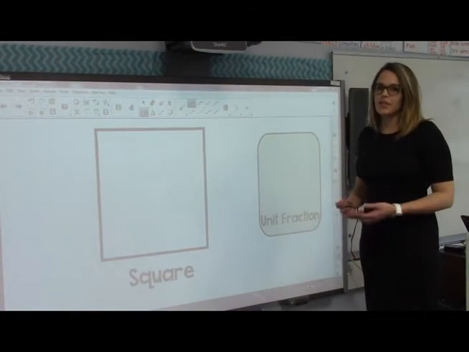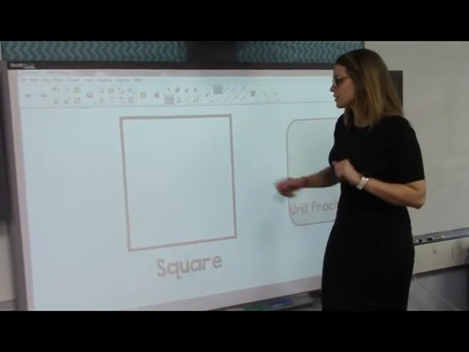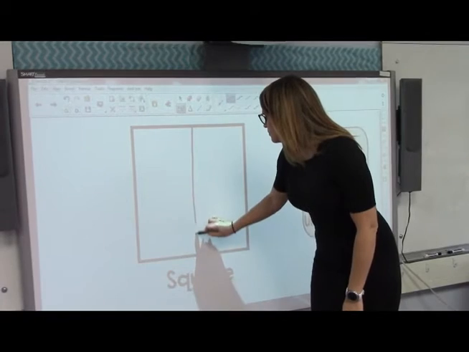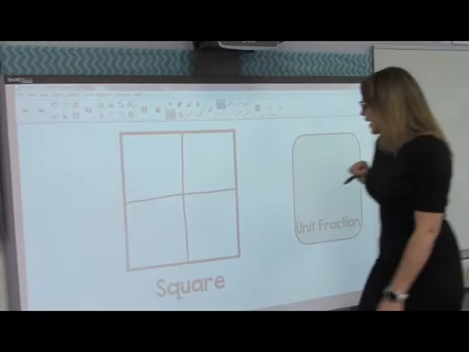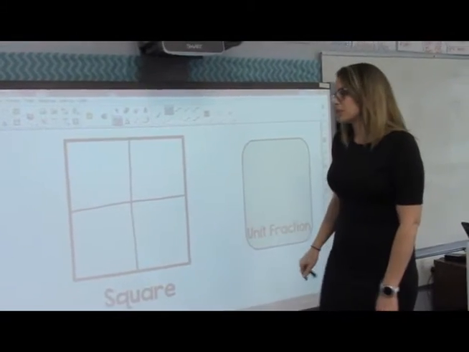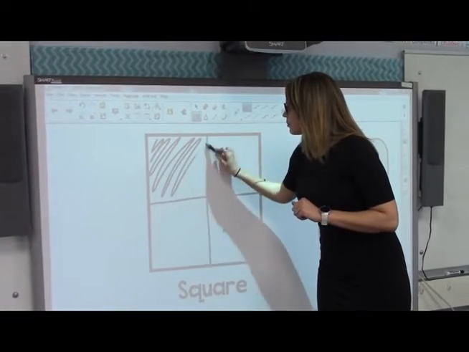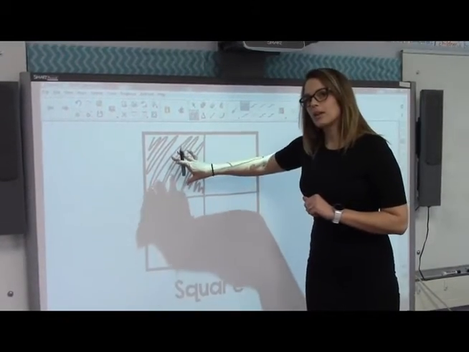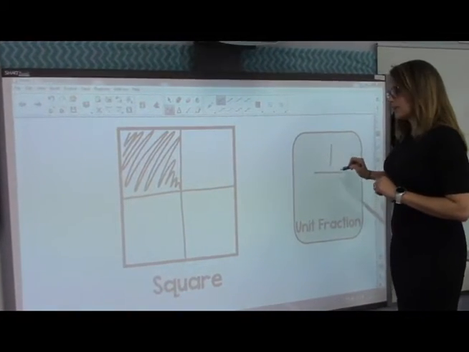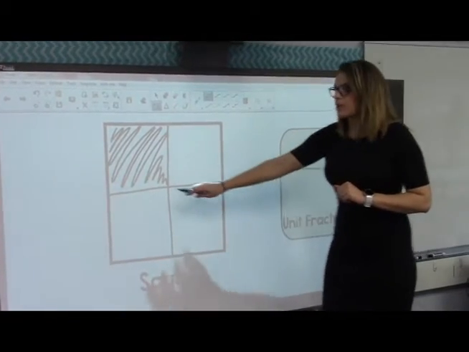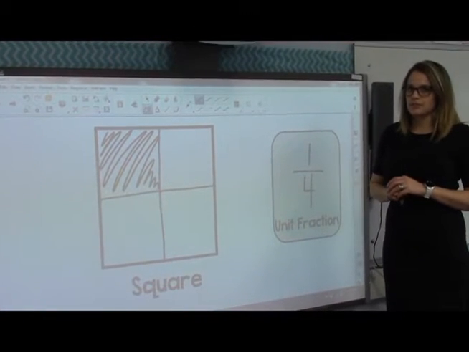A square. This is another shape that's easy to partition. This time we're going to partition it into 4 equal parts. I can cut it right down the middle and right in half. And again, we're looking for the unit fraction, so we are going to shade only one part. I'm going to pick this part right here, shade it in a little bit. This one part is one part of the area of the square. So we're going to put a number 1, and then there are 1, 2, 3, 4 equal parts. So we have 1 out of 4, which is our unit fraction.